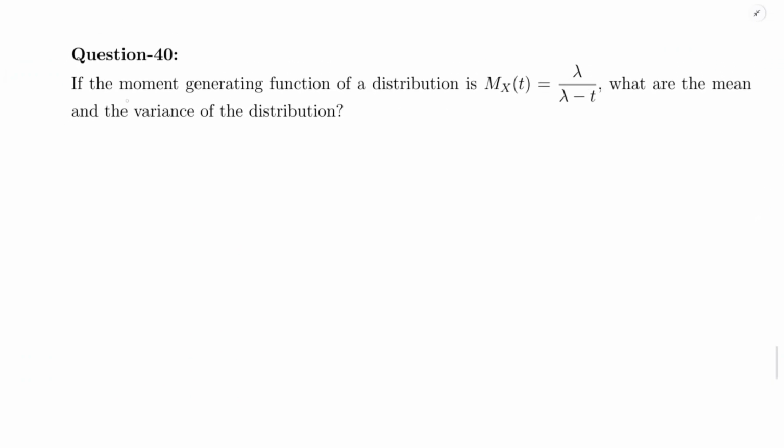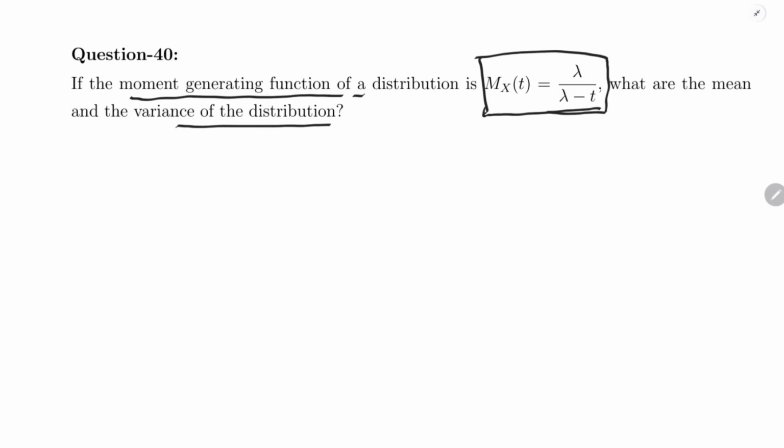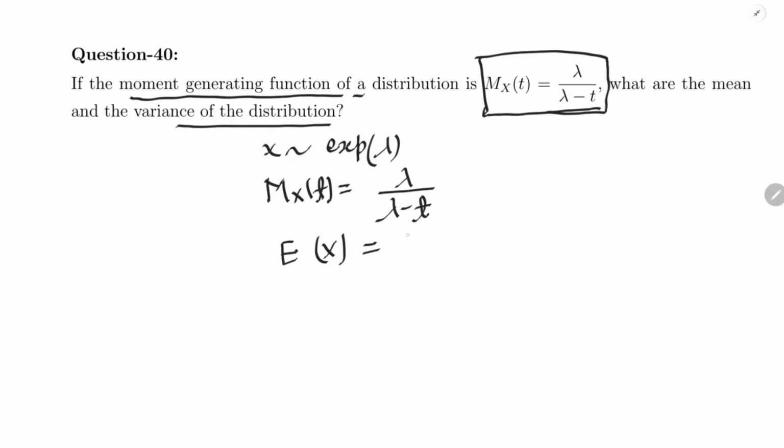Question 40 says that if the moment generating function of a distribution is lambda upon lambda minus t, what are the mean and variance of the distribution? When we see this moment generating function, we immediately think that it is from the exponential distribution. So if x follows the exponential distribution with parameter lambda, then the moment generating function of x equals lambda upon lambda minus t. The mean of the exponential distribution is nothing but 1 upon lambda, and the variance of the exponential distribution is 1 upon lambda square.